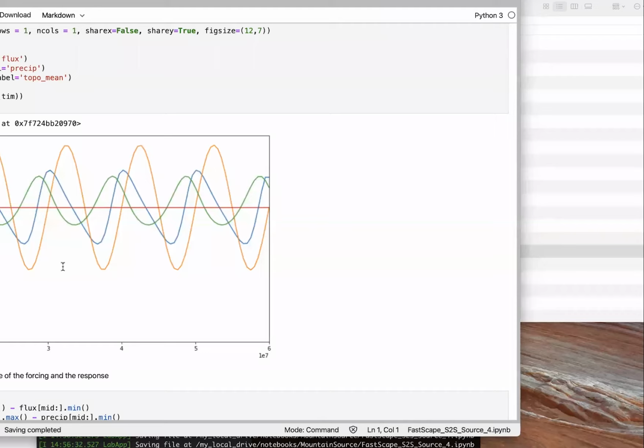Next comment. Sorry for that. Sorry for interrupting you. No, please. This is all considering periodic precipitation change, isn't it?